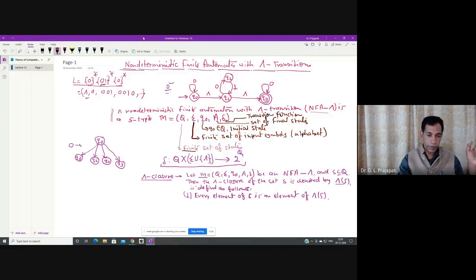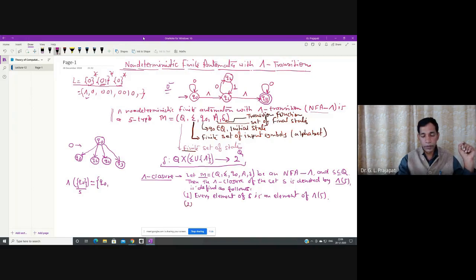So see how it is. Let us assume that you have the Q0, and this is a subset of Q, and the null closure of Q0 we can write like this. So how can you define the null closure of Q0? Step 1 says every element of S is an element of null S. You have only one element, which is the Q0. So you can say Q0 is a member of the set null closure of Q0.